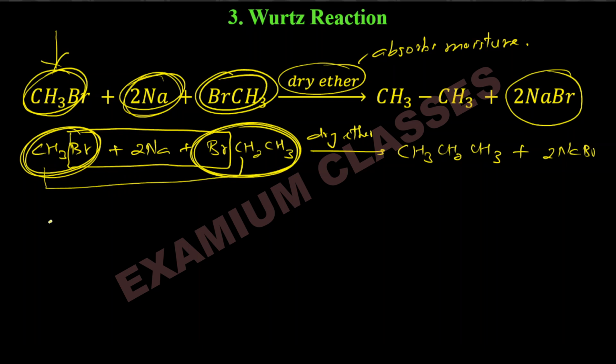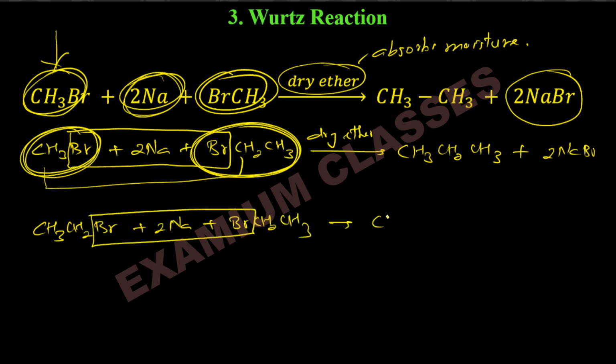You have ethyl bromide. So if you have ethyl bromide, 1 molecule of ethyl bromide will react with another molecule of ethyl bromide and sodium. So this reaction will also take place. You will get butane also. So that's why Wurtz reaction is not preferred to produce odd numbered carbon alkanes. Anyway, it cannot be used for production of methane. So it cannot be used to prepare methane.